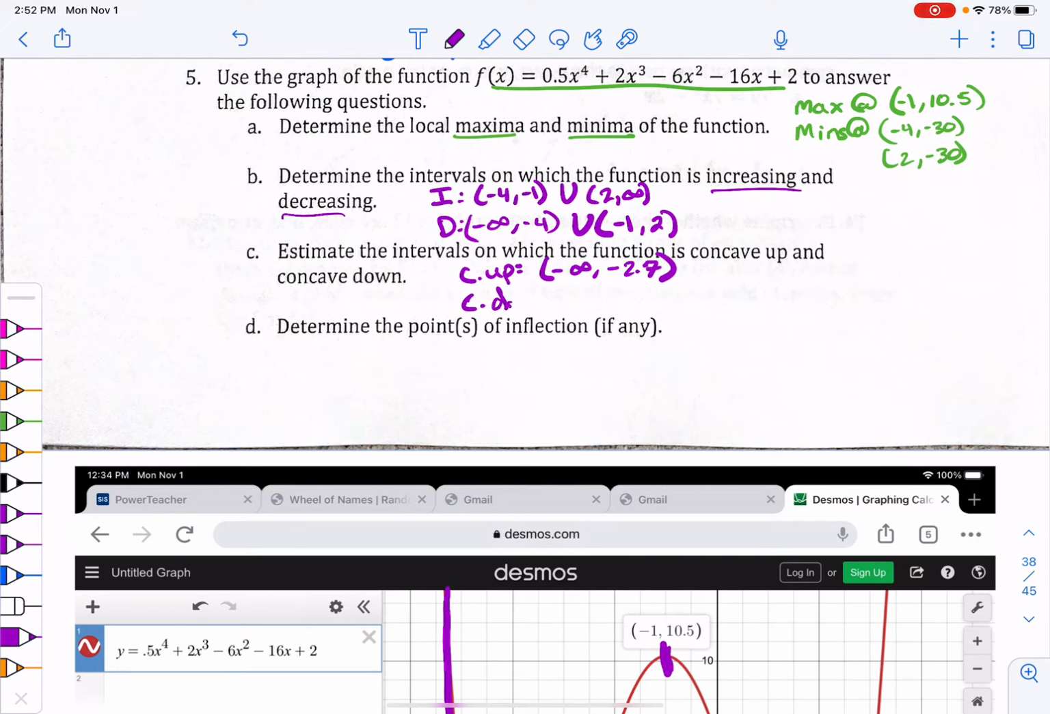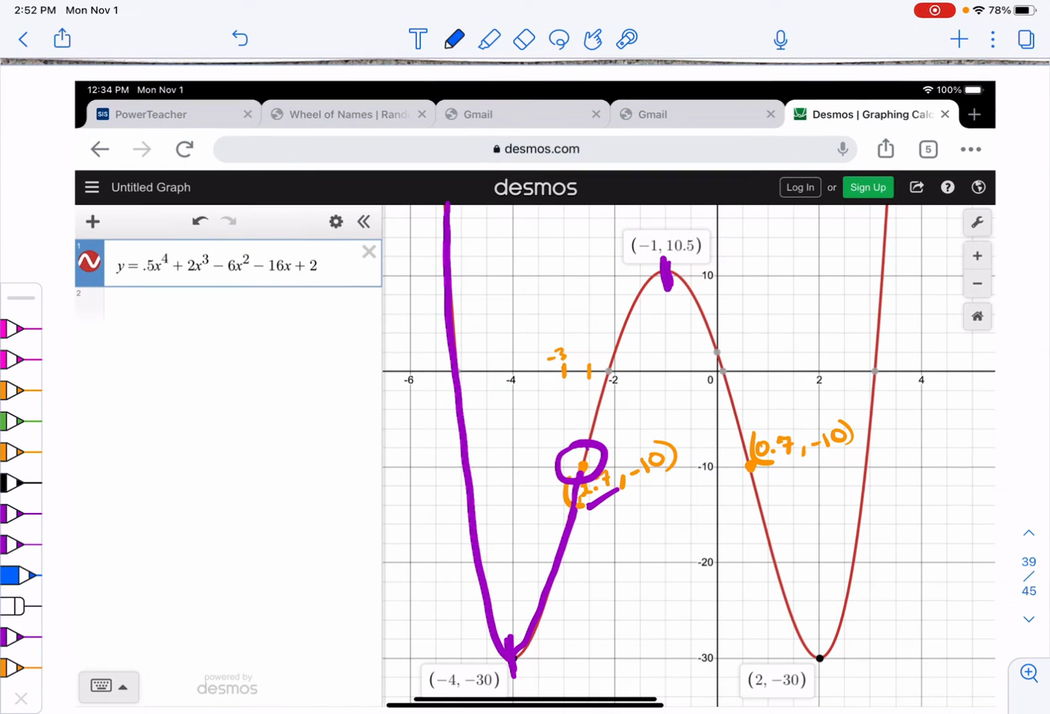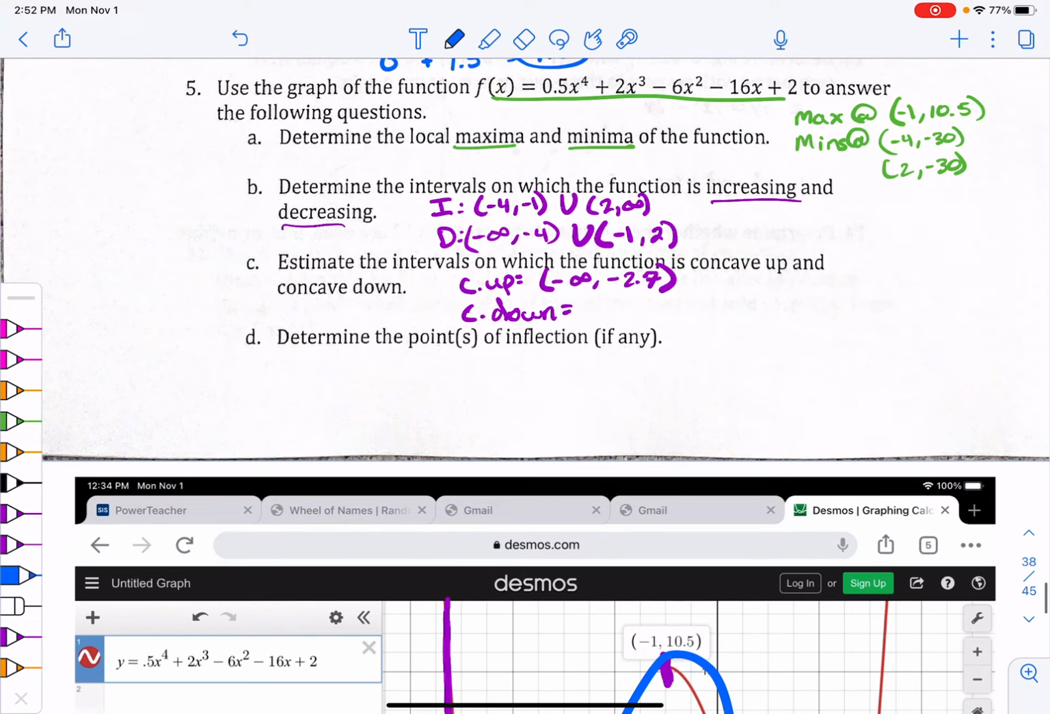Then it's going to cave downward. It's shedding water in that case from here until it gets to about here, and that is from -2.7 to +0.7-ish.